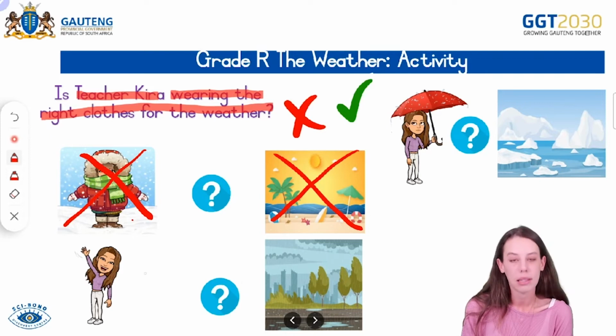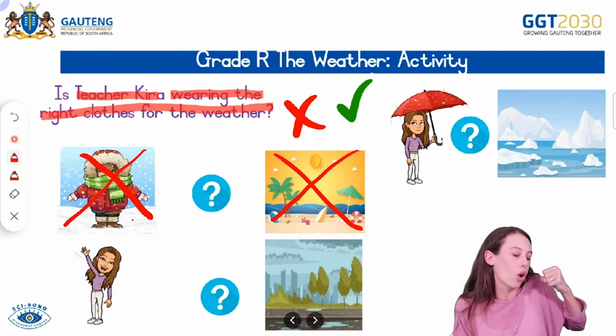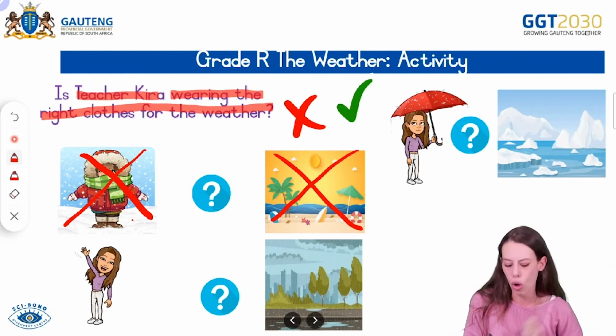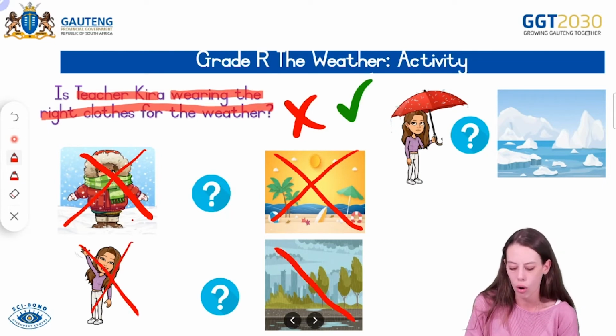Here she's wearing some pants, she's wearing a shirt, and she's wearing some shoes. A very normal outfit. But look, boys and girls, where she wants to go. She wants to be outside in the storm when it's raining. Are those the smartest clothes to wear when it's raining? No, I don't think so. She should be wearing her rain clothes, her jacket, her boots, with her umbrella and her rain hat. So no, Teacher Kira, you can't go in the rain with those clothes.